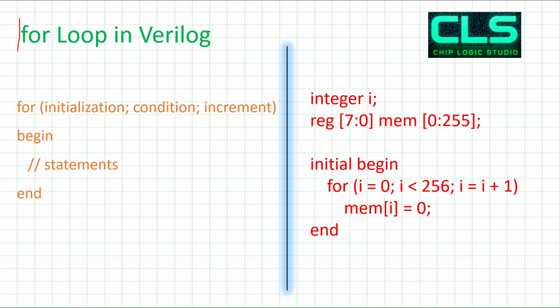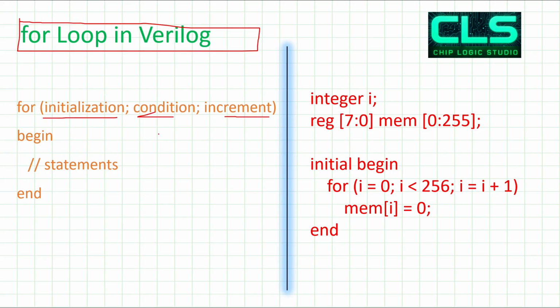First is our most famous, the for loop, which is mostly used. The syntax is simple: initialization, condition, and increment. It is the same as in C, but in Verilog you have to write i = i + 1. It is not like i++. i++ is not there in Verilog, but nowadays compilers are mostly based on SystemVerilog, so you can use i++ and it will run in almost every software.